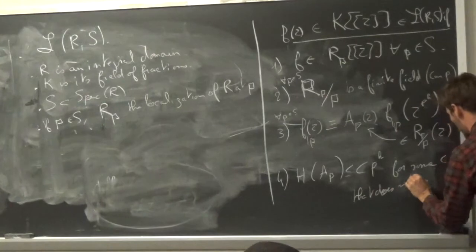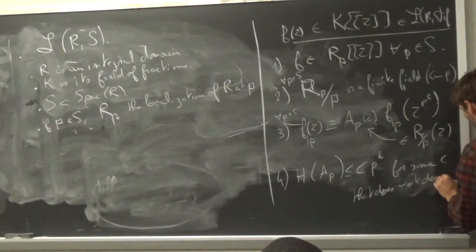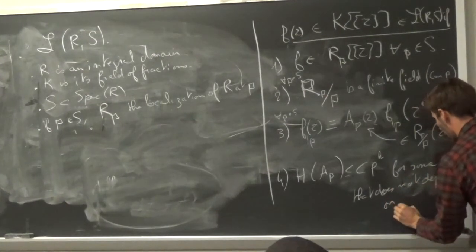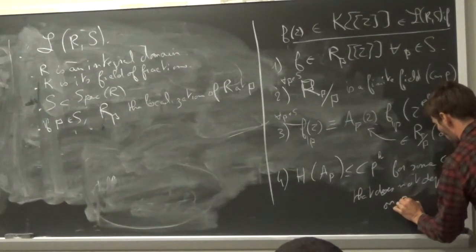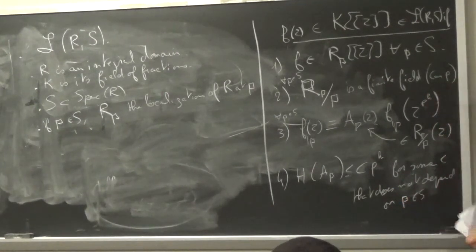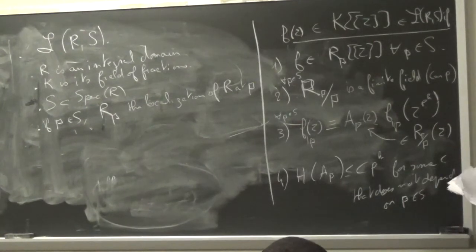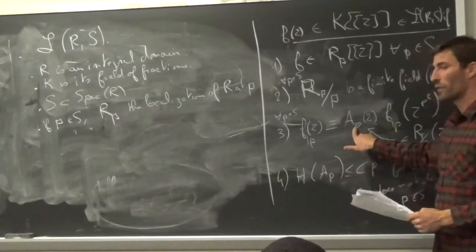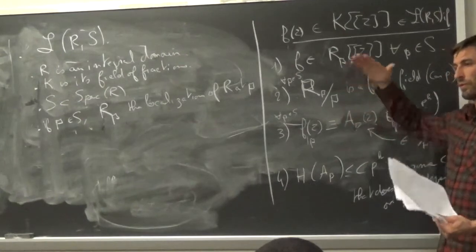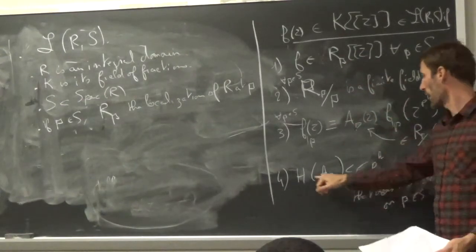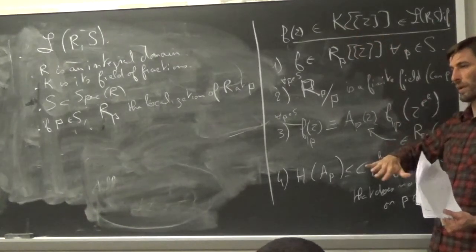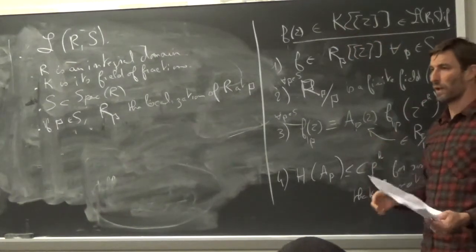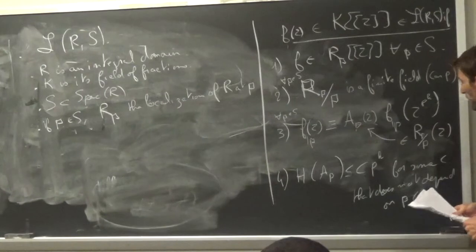that does not depend on P. What is the height? This is a rational power series, so it's a quotient of two polynomials. The height is the maximum of the degrees of the numerator and the denominator. Oh, okay. It's a way to look at the complexity of this power series.